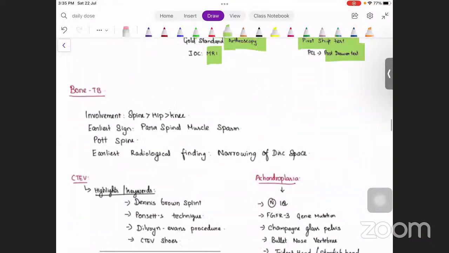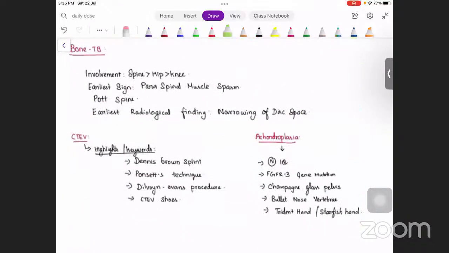Then you have bone TB. Speaking about bone TB, the most common bone involved is the spine. The earliest spine sign is paraspinal muscle spasm. You may see Pott's spine. The earliest radiological finding is narrowing of the disc space.